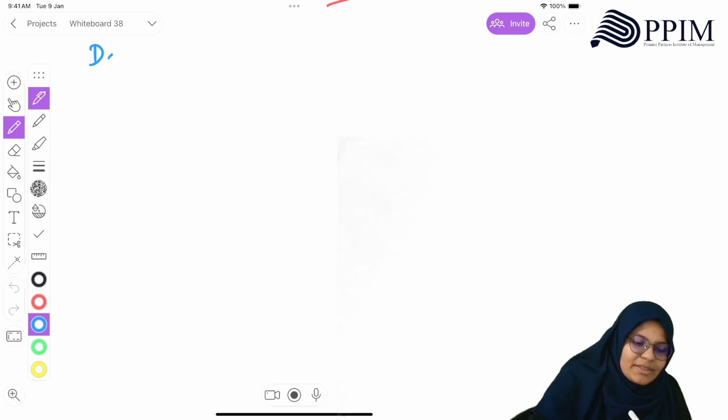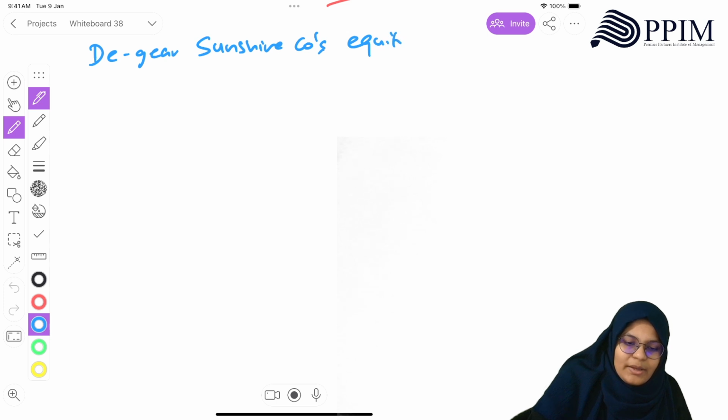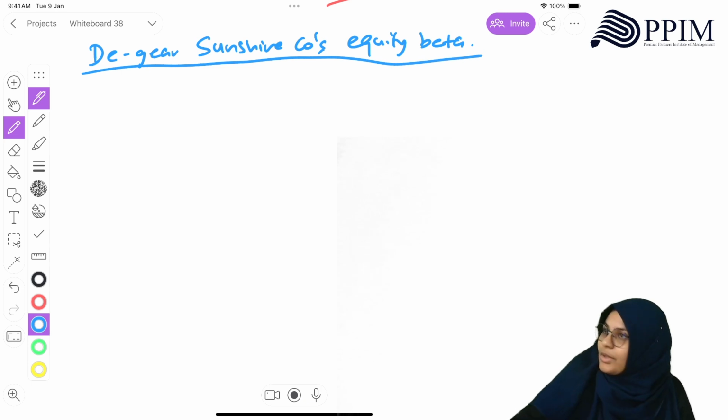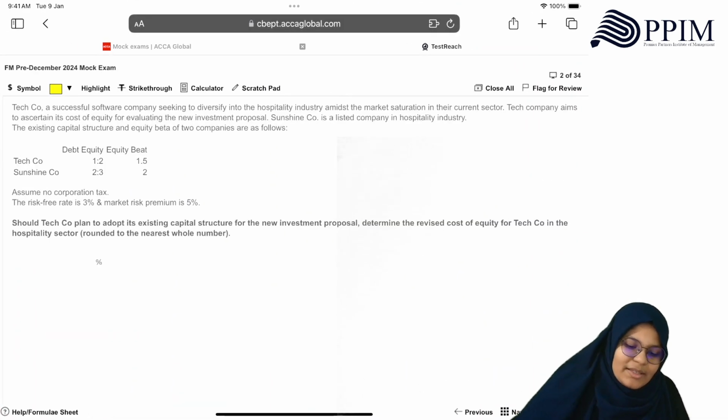So first step is to de-gear Sunshine Company's equity beta. That is only step number 1, right? So there is an equation for this. Okay, there is an equation for this.